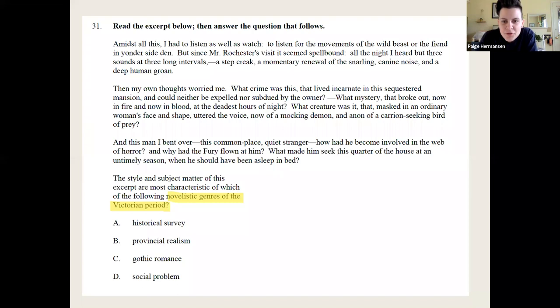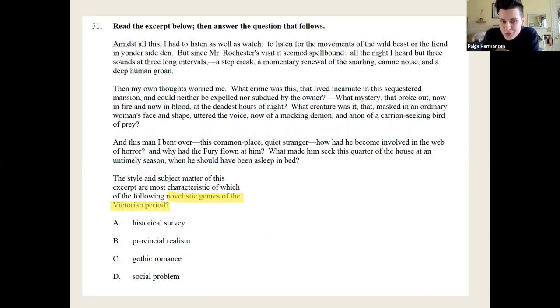Okay, wonderful. So just first impressions of this passage. I don't know about y'all, but the impression I get from it is this is very spooky, it's dark, it's a little ominous. There's, how have we become involved in a web of horror? This is a dark passage, right? Look in that first paragraph. A step creak, a momentary renewal of the snarling canine noise and a deep human groan. So we've got some dark stuff here, right?